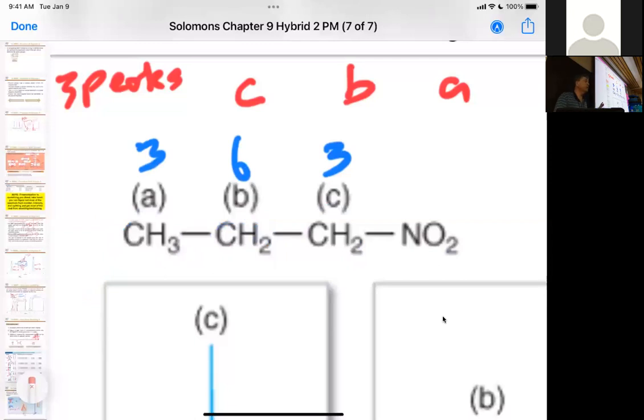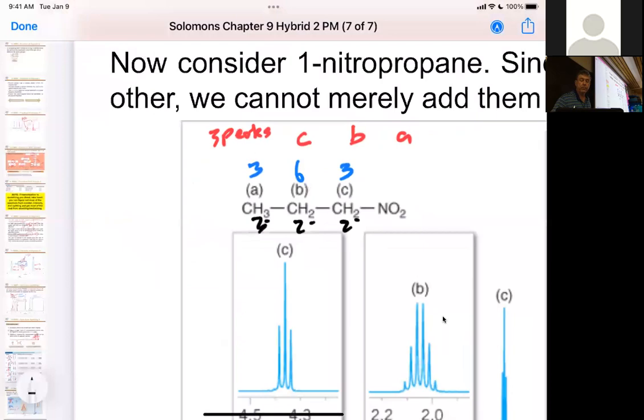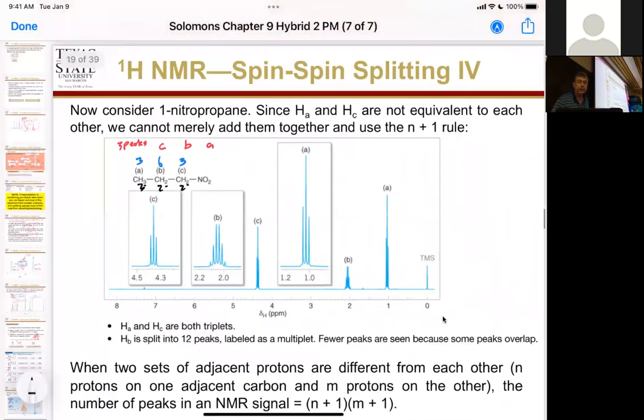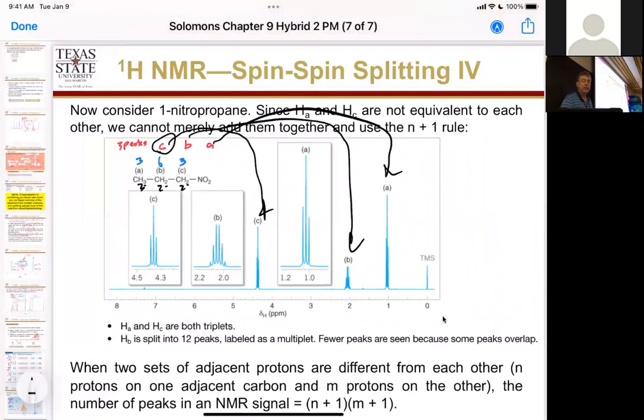Then we can also predict what our integration should be. Our integration should be 3, 2, and 2 because of our number of hydrogens on each of these. So we can use any of this information to help us figure out where everything is on the spectrum. If we look at that right here, we predicted that C would be furthest downfield, and it is, followed by B, followed by A. Okay. We predicted that C would have a triplet, and C has a triplet.